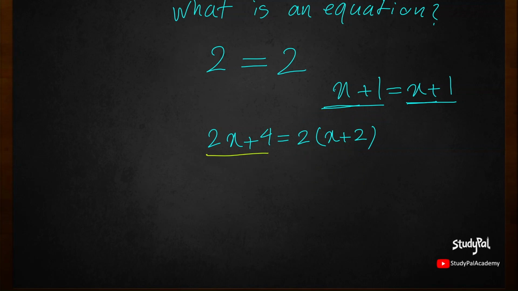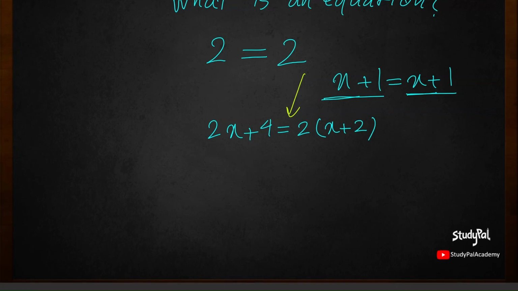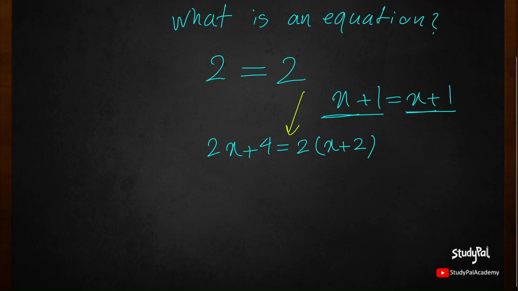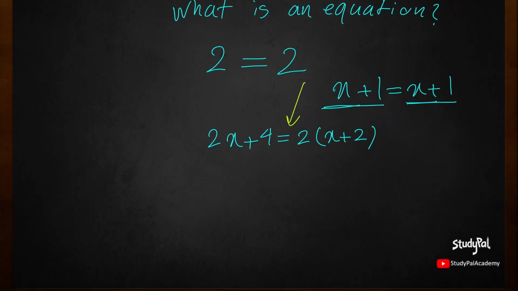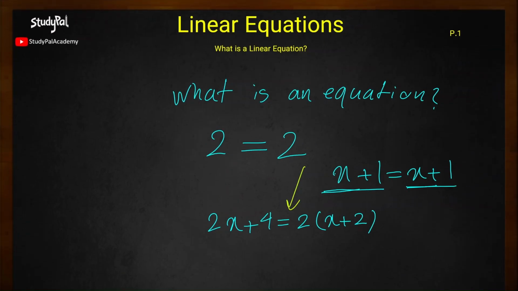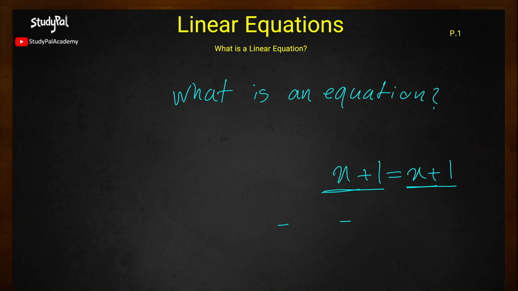This is not an equation to be solved. You don't need to solve it. It doesn't matter what x is. It is always true. The equal sign is always respected. Okay? So, what is an equation? An equation is made of the equal sign, but with a difference.